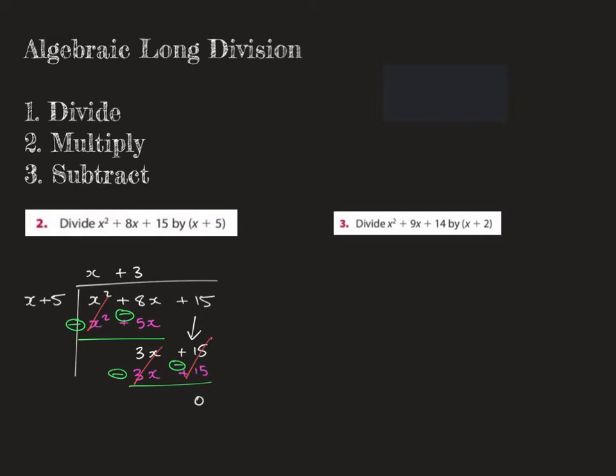Okay, so we'll just start question 3. With question 3, again, just make sure you lay it out correctly. So x squared plus 9x plus 14 is all being divided by x plus 2. So again, x squared plus 9x plus 14 is being divided by x plus 2.